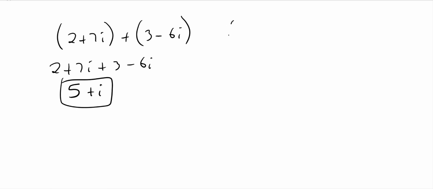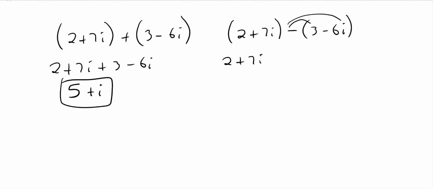Let's do the exact same problem though. 2 plus 7i minus 3 minus 6i. All right, the only thing you have to remember, and please do not forget this, you have to distribute to both those terms there, guys. So basically what you do is you change the sign of the 3 and the negative 6i. So you have 2 plus 7i. If I change the sign, it's minus 3 plus 6i. It's very simple. And then you combine terms again.